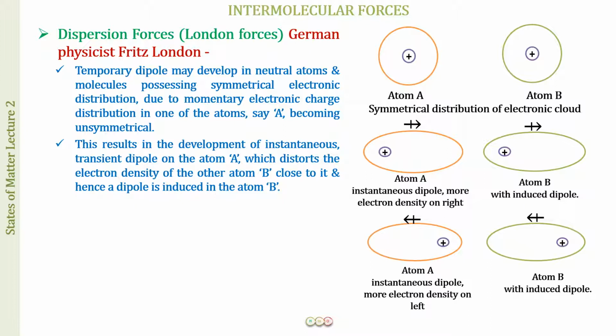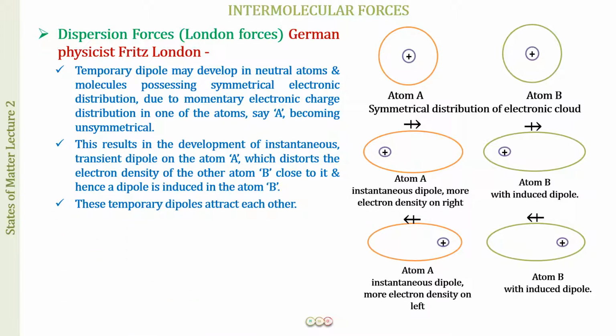Now, this can be the reverse direction also, that this atom A got an instantaneous dipole development, but now the electron density is more towards this side. So the only difference would be that the direction of the dipole will be different, but otherwise the atom A has an instantaneous dipole in this direction, and atom B will also be having the direction of the dipole just like the atom A. Okay.